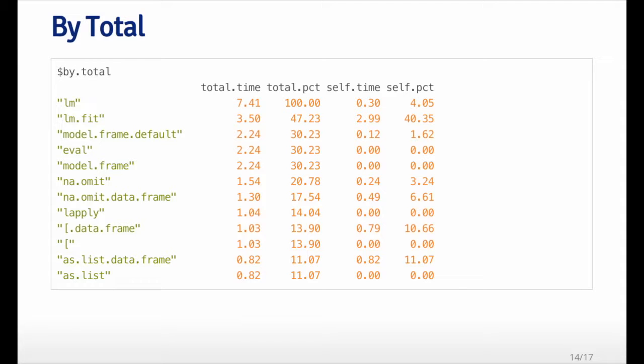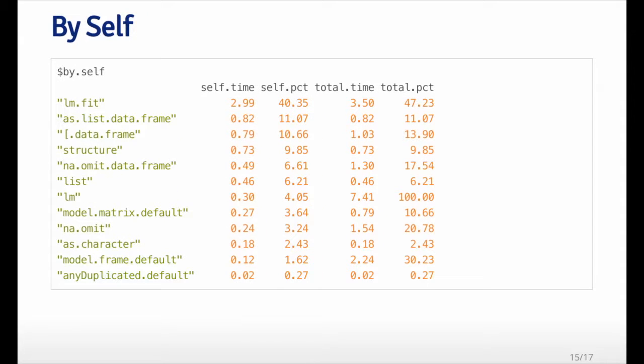Now, I think a more useful output is the by.self output, which subtracts out any lower-level function calls and calculates the amount of time truly spent in a given function. And here you can see that lm.fit is the clear winner, because that's really where all the computation occurs. In particular, lm.fit calls a Fortran routine for inverting a matrix. And so in most large-scale regression problems, that's where all the computation occurs.